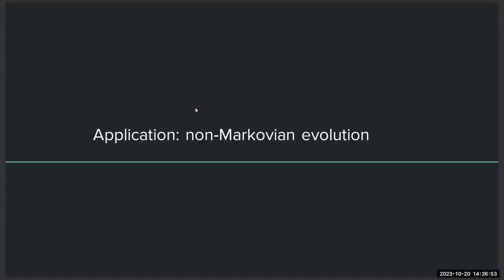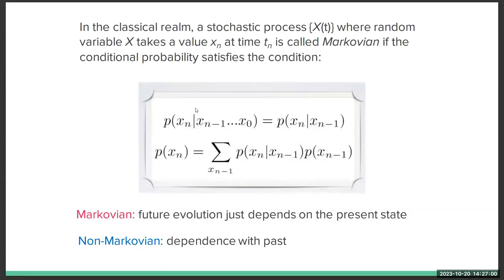Okay, then we wanted to use this thinking about non-Markovian evolutions. Before I describe this application, I want to define what I mean by a Markovian evolution in quantum dynamics. Thinking about a classical stochastic process, I say that the process is Markovian if, for a variable x that can take value xn at time tn, the conditional probability satisfies this condition here. This means that to find the probability that x assumes the value xn, I just need the probability of x assuming the value xn minus one and this conditional probability.